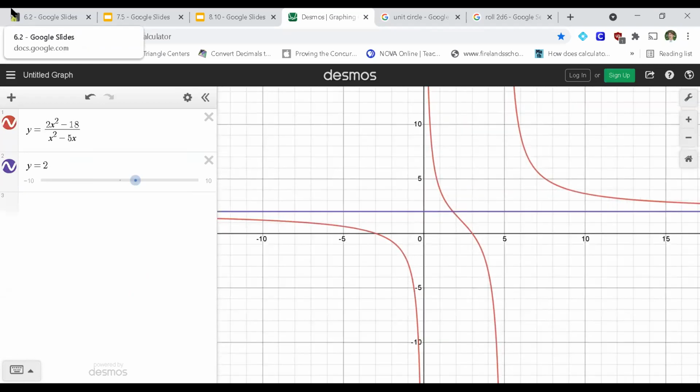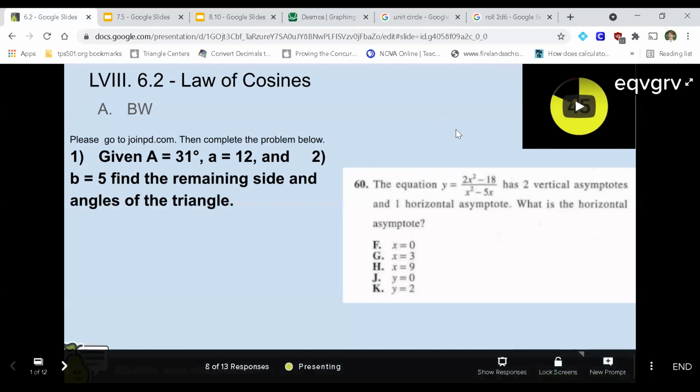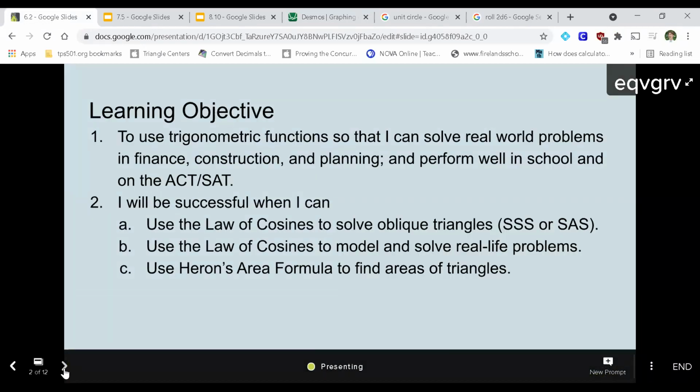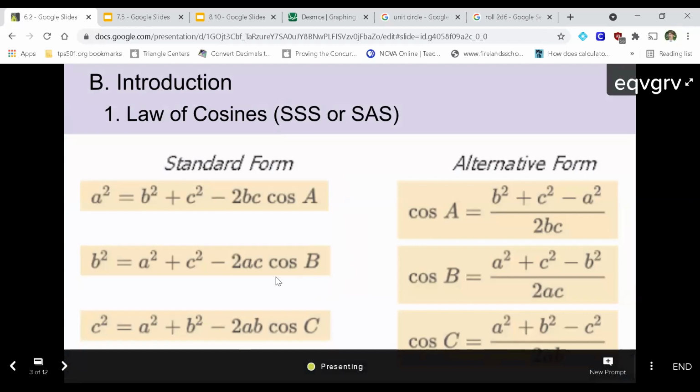Yay. All right. Any questions about that? How you doing? Huh? I'm doing good. I'm doing really good because we're about to do the law of cosines. And the law of cosines is fun. I'm a big fan of the old law of cosines.